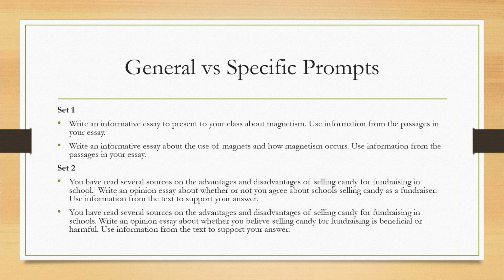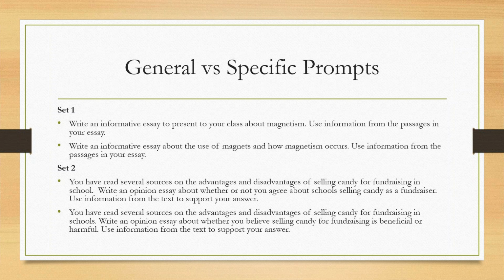In step 1, you have 2 different prompts. Both are about magnetism. The first is a general prompt. It says, write an informative essay to present to your class about magnetism. Students, when responding to this prompt, can write about anything they want about magnetism as long as it comes from the passage. They can talk about when magnetism was discovered, who the inventors were. They can talk about how it is used. They can talk about the evolution of magnetism and our understanding of it. They can talk about anything they want about magnetism as long as it comes from the text set.